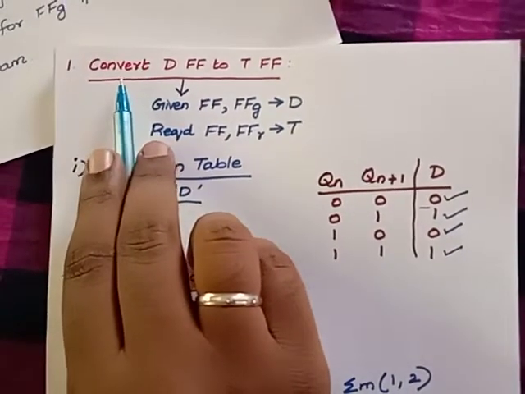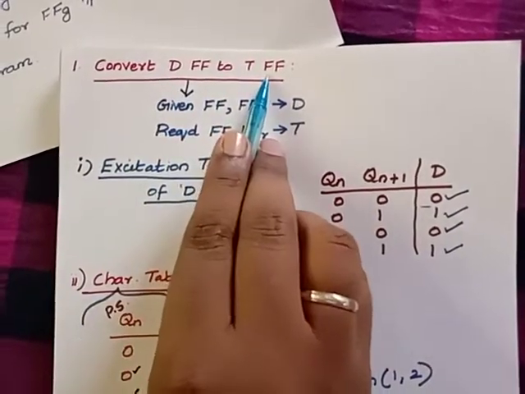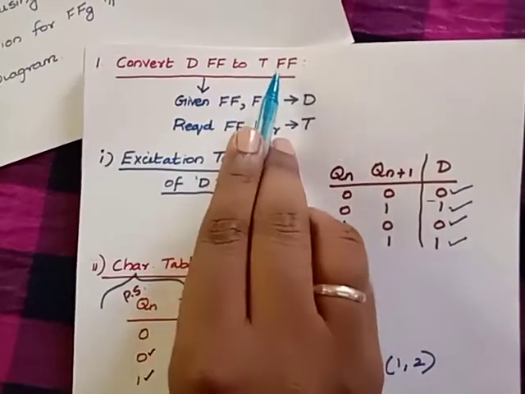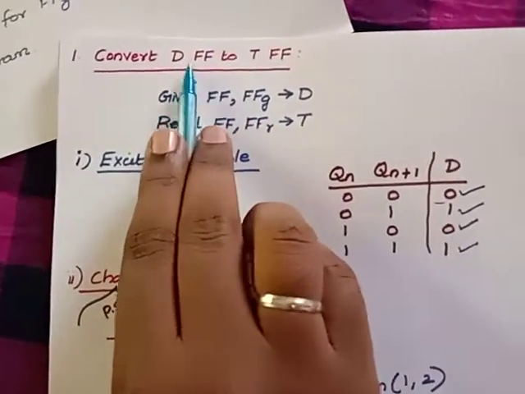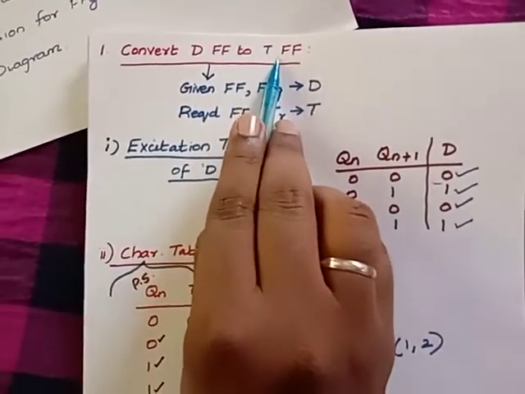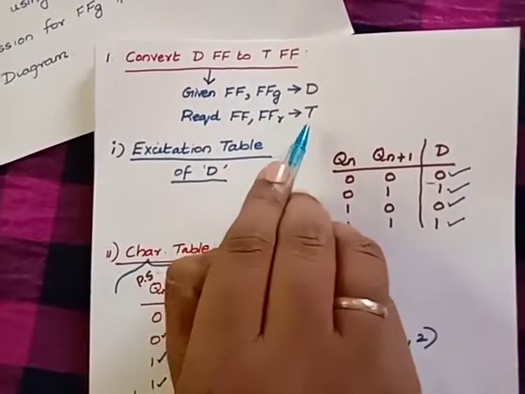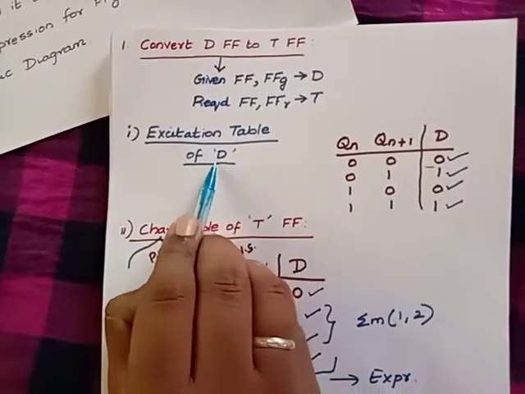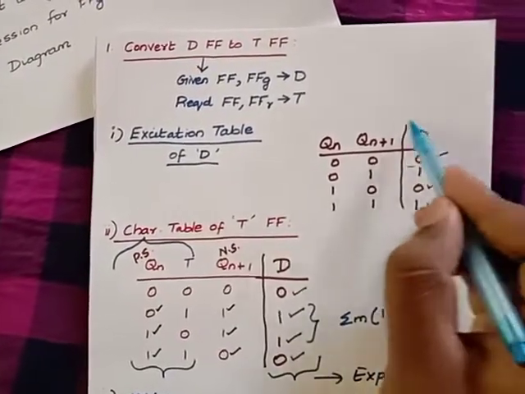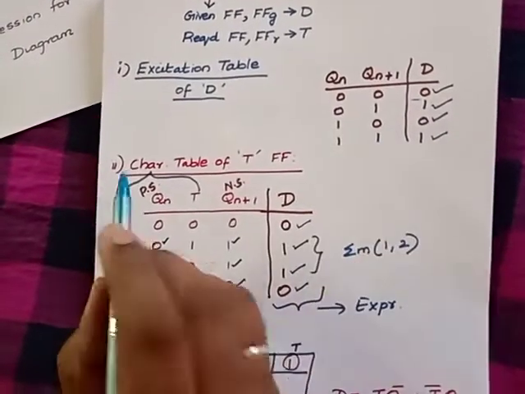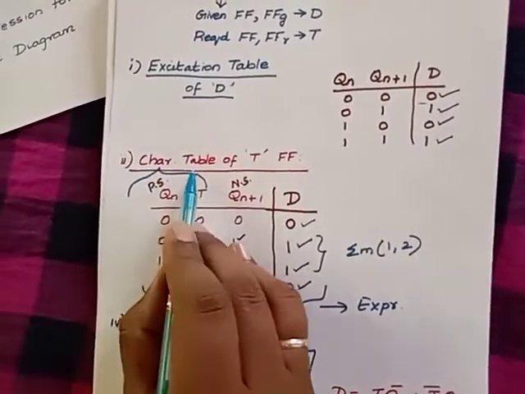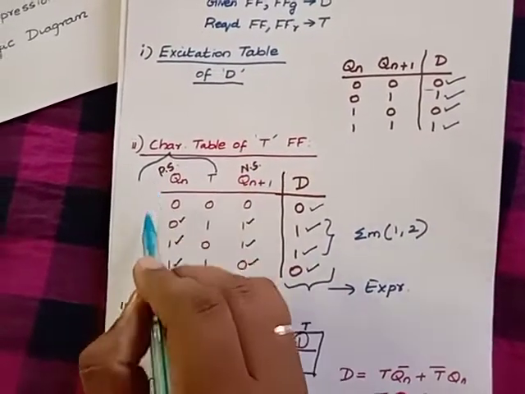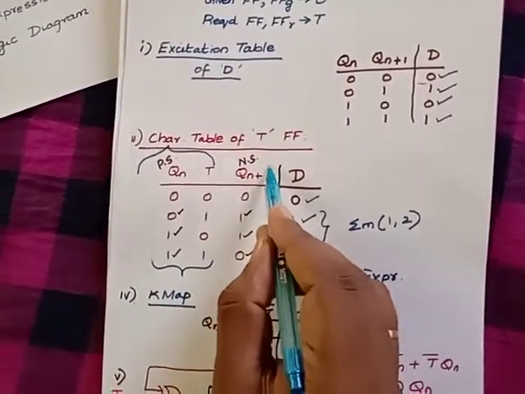I'll again repeat the procedure for you. Now the question is, I want to convert a D flip-flop into a T flip-flop. That means we are provided with a D flip-flop, that is the given flip-flop. We have to make this D flip-flop work as a T flip-flop, that is our requirement, so the required flip-flop is T. As per the procedure, you have to write the excitation table of your given flip-flop, that is the D flip-flop. This is the excitation table, you already knew this. Now the second step is you have to write the characteristic table of your required flip-flop, that is here the T flip-flop. These red color letters are your T flip-flop characteristic table.